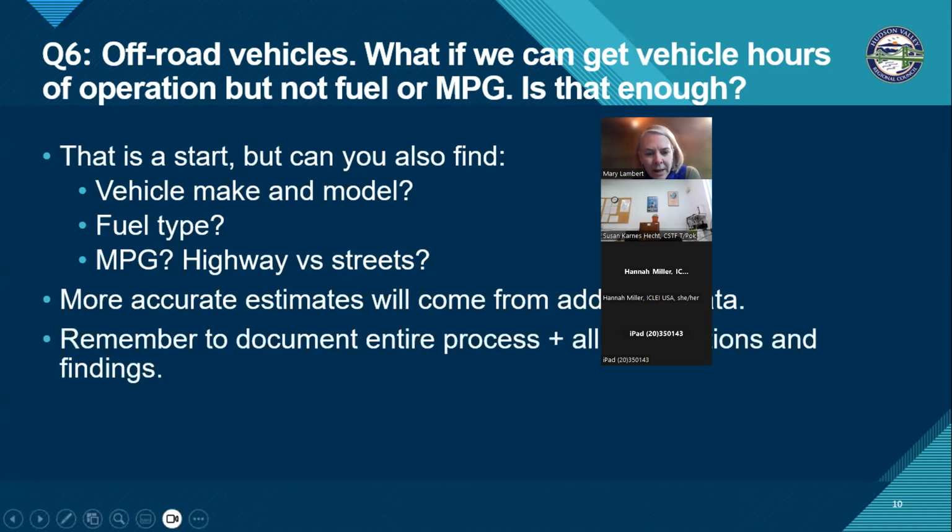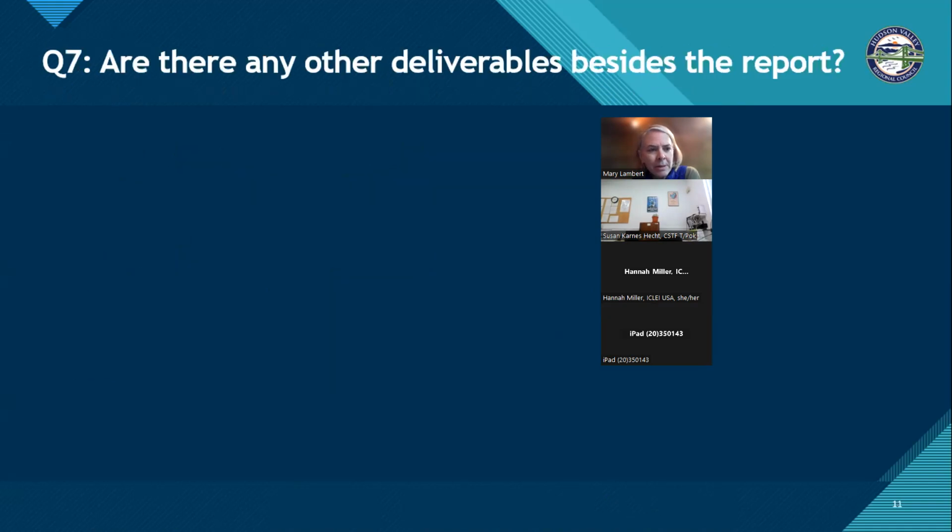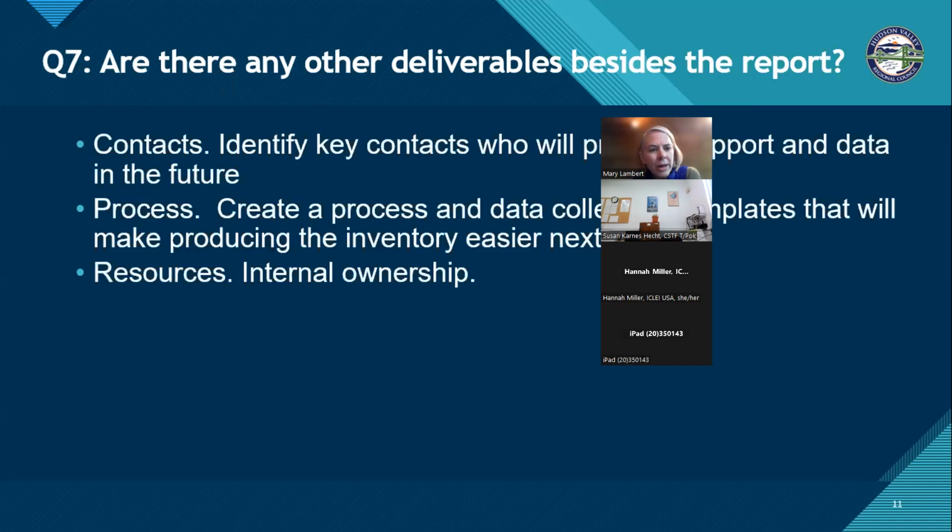Again, just remember to document your process and assumptions that you've made in coming up with these numbers. Are there any other deliverables besides the report? I just mentioned this because while they're not mandatory from a Climate Smart Communities perspective, they are highly encouraged as some of the important outcomes of doing this.